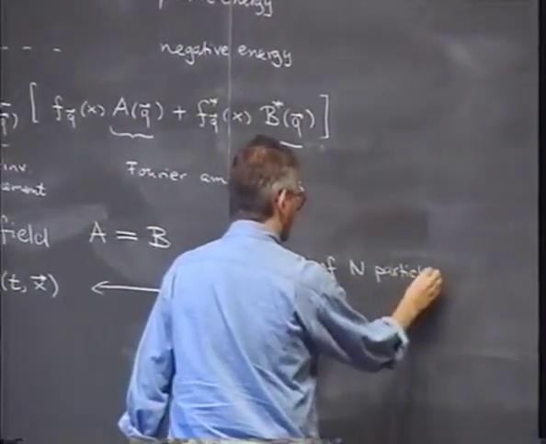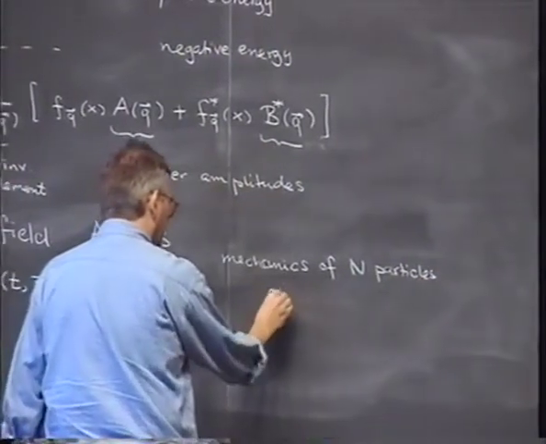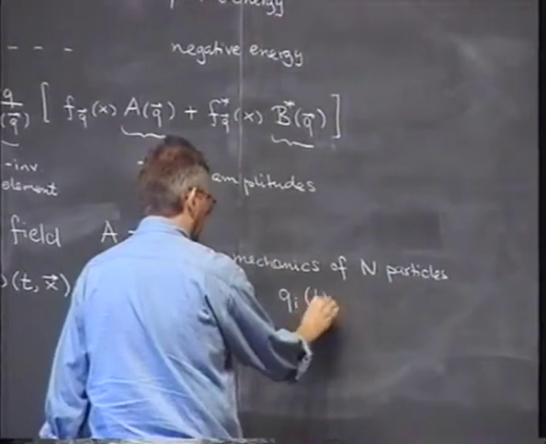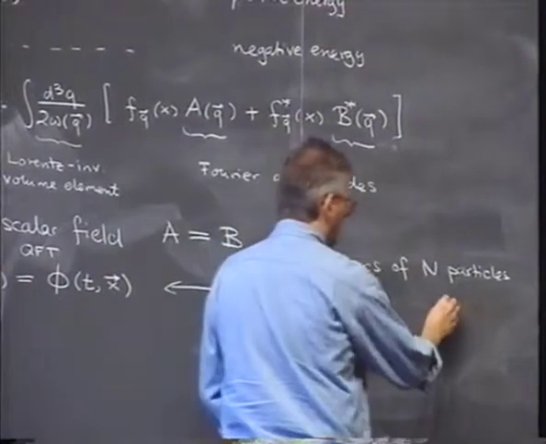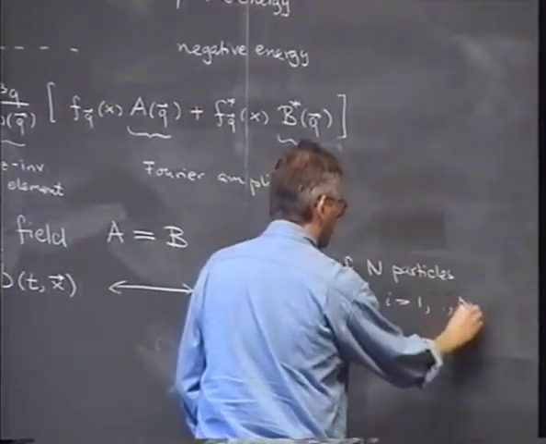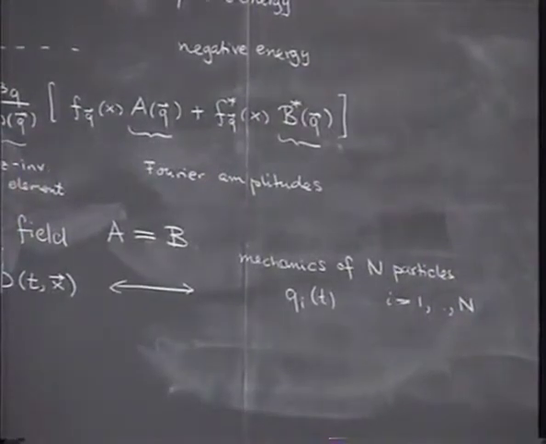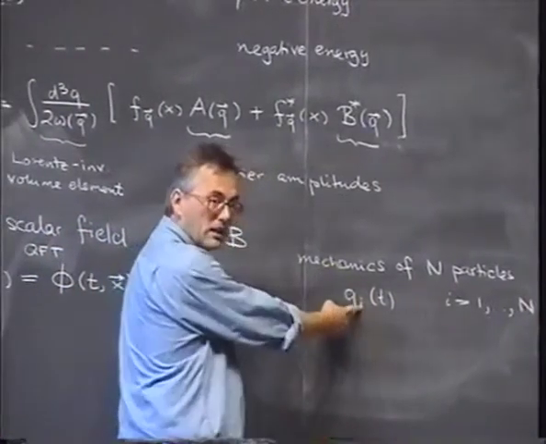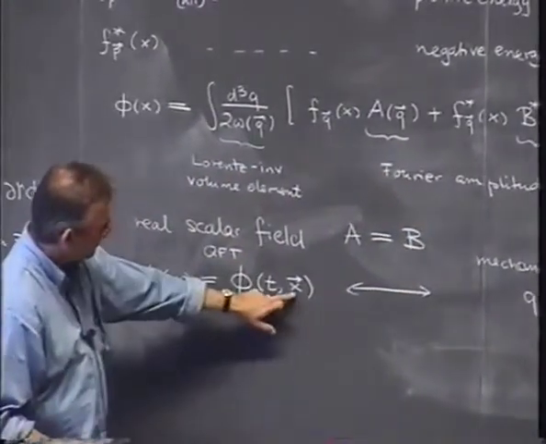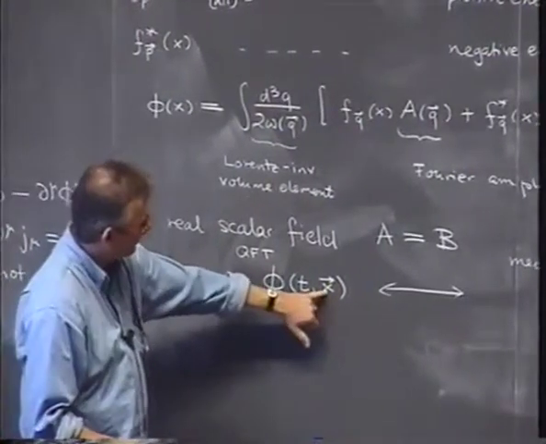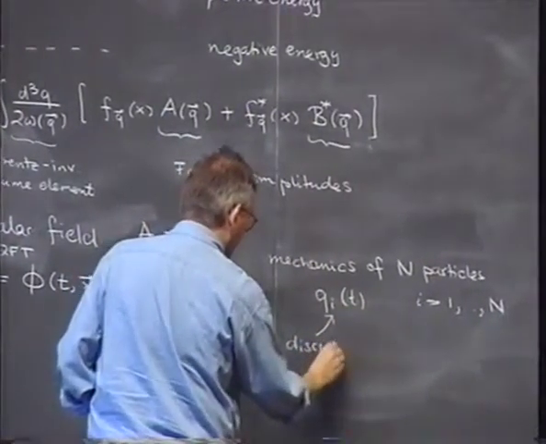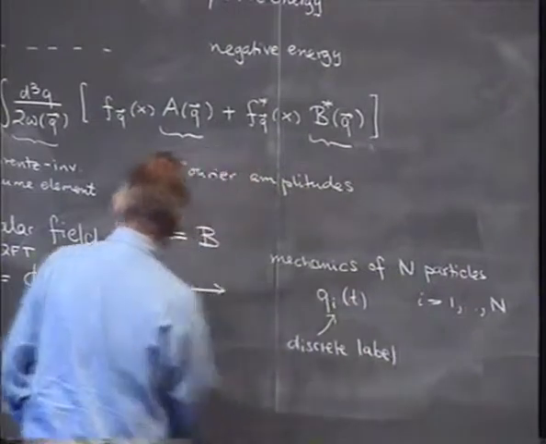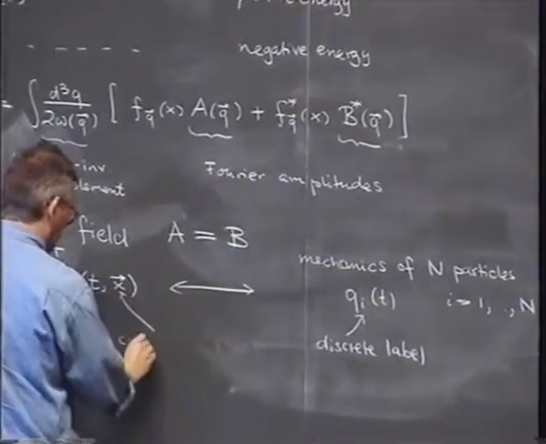point particles. We'd be dealing with variables q_i of t. We could put a vector on them, but that doesn't really matter. These are particles that just move in one dimension, n of them, or 3 if you want them to move in 3 dimensions. So you see now that these particles are labeled by an index i, and now you can think of x as being a label too. So here we have a discrete label. And here we have a continuous label.